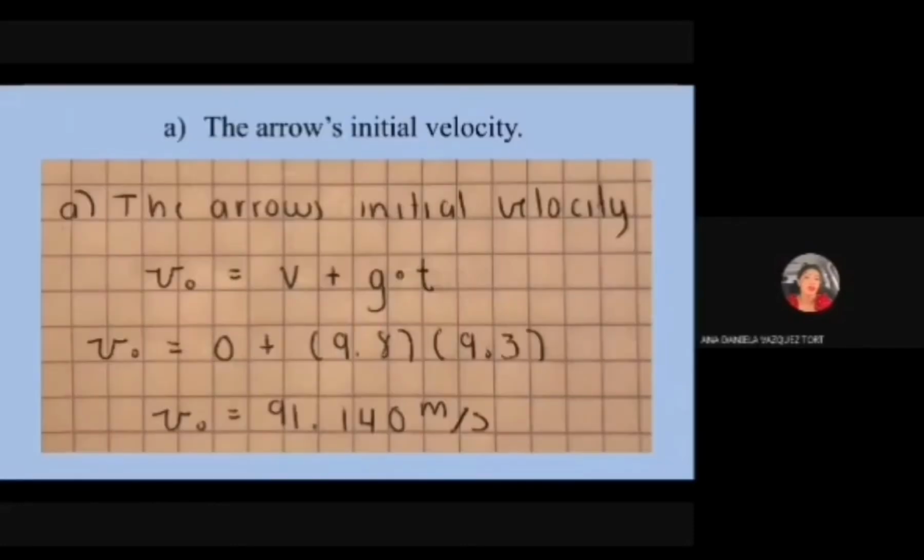How do we solve it? Problem 1, that is part A. They are asking us for the initial speed of the arrow. To get it, we use the following formula: initial speed is equal to final speed plus gravity per time. We already know from the information of the problem that the time is 9.3 seconds and the gravity is always minus 9.8. So we replace the values in the formula with the information we have, and the final result is 91.140 meters per second.